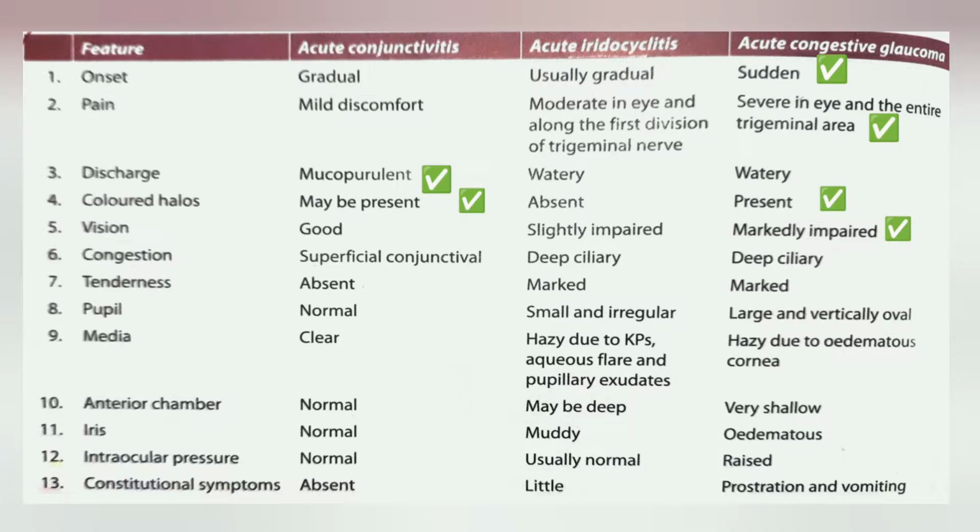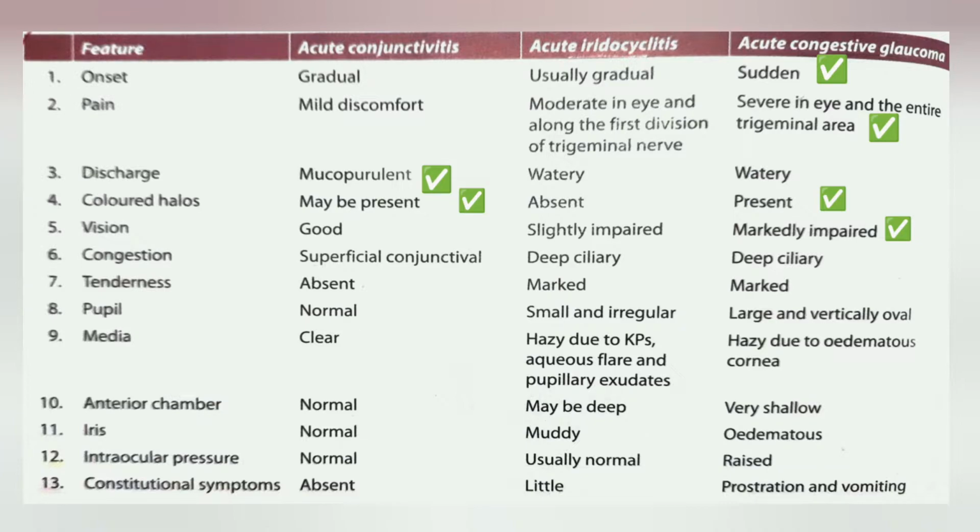Talking about the congestion, from the word conjunctivitis itself, you can know there is superficial conjunctival congestion. But in iridocyclitis and glaucoma, there is deep ciliary congestion. In conjunctivitis, there is absence of tenderness. So there is mild discomfort and absence of tenderness. But in acute iridocyclitis and congestive glaucoma, there is presence of tenderness and marked tenderness because here you can see there was presence of pain and involvement of the trigeminal nerve.